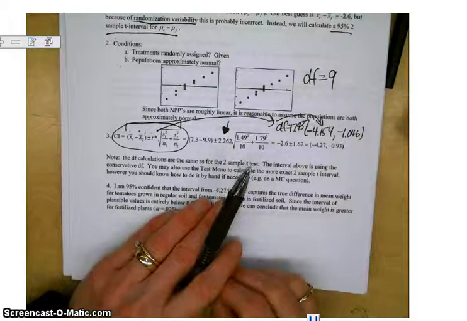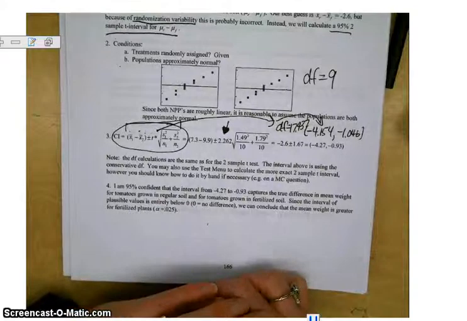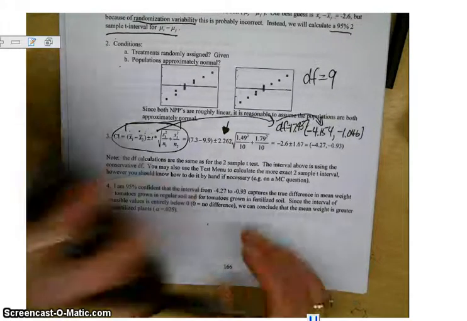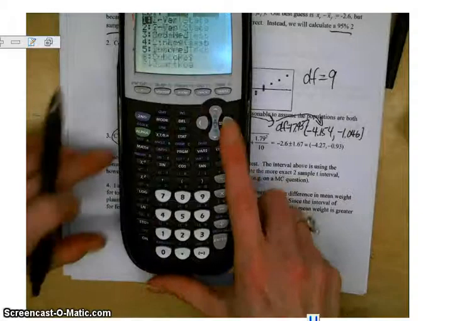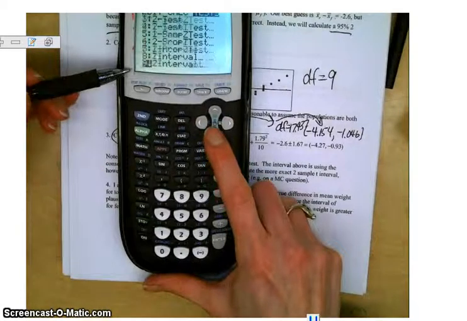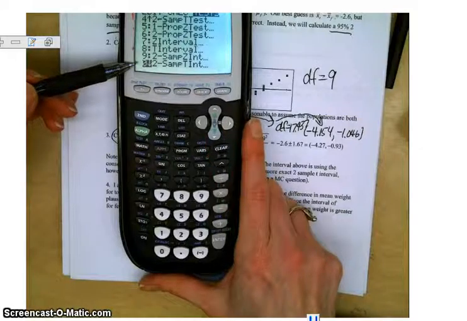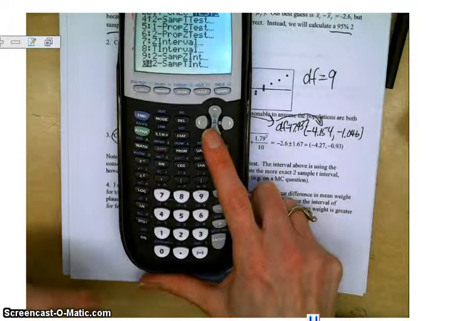Yes? How did you get the confidence interval to come up on the t-test? I'm not doing a T-test. Oh. I did Stat Tests. I go down to the two-sample T interval. Oh, okay, that makes sense. It's interval. Gotcha.